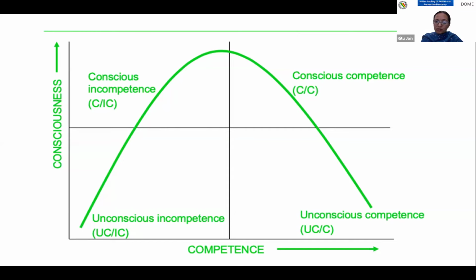So why I'm showing you this graph is that with our regular assessments, we need to take the student through all these stages, from unconscious incompetence to at least the level of conscious competence, by the end of the undergraduate program.